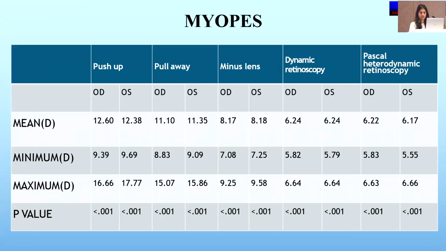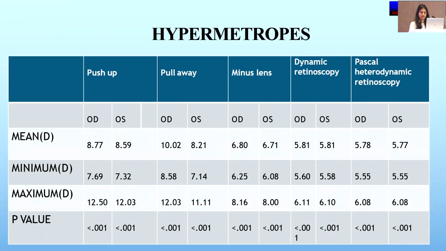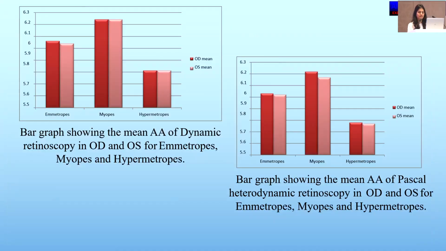And this table shows the myopes. Even this table shows it is significant. These are the values in hypermetropes. So this is a bar graph showing the mean amplitude of accommodation of dynamic retinoscopy in both the right eye and left eye for emmetropes, myopes, and hypermetropes.